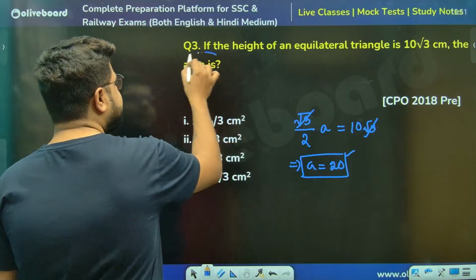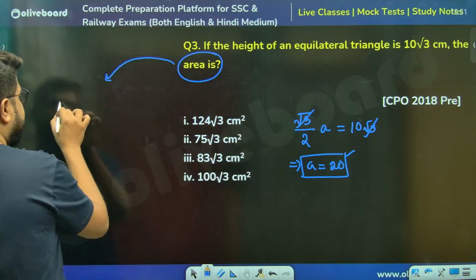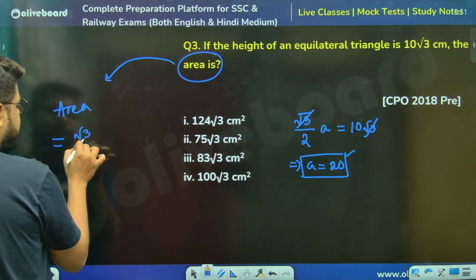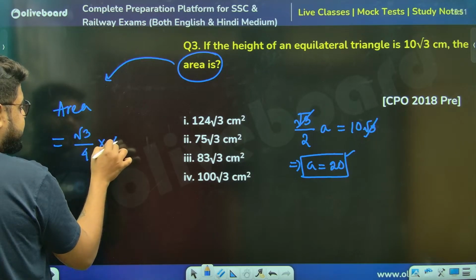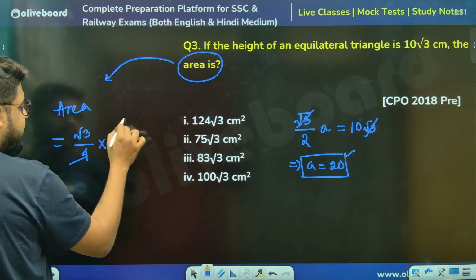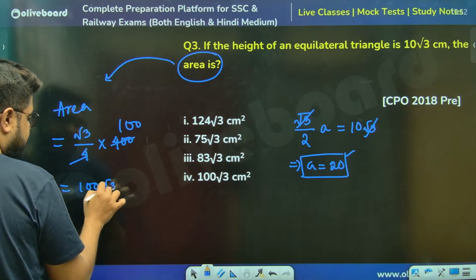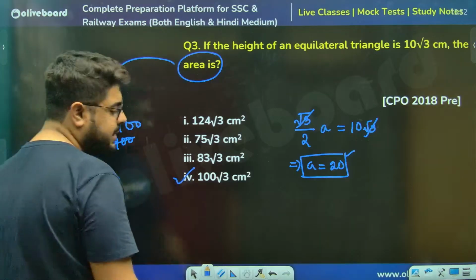Now, area is what, sir? Area is root 3 by 4 into a square. A is 20, so a square is 400. Done. The answer is 100 root 3. It's a single line, a 10-seconder.